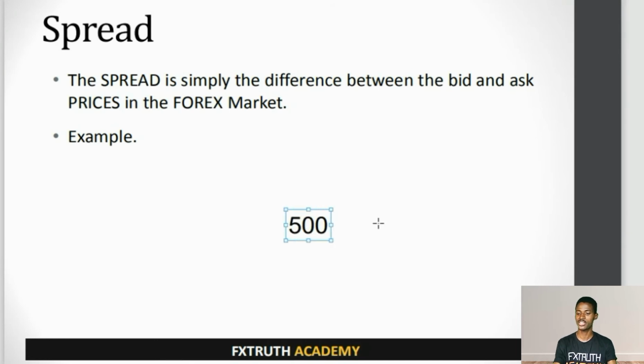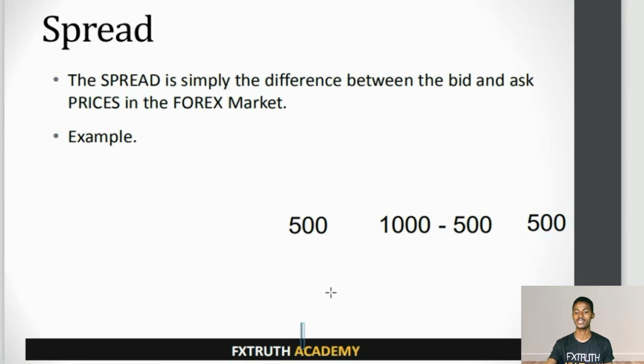So here is $500, good, and you are selling at 1,000. So if you simply say 1,000 minus 500, which you had earlier, it will be equal to 500. You get it?